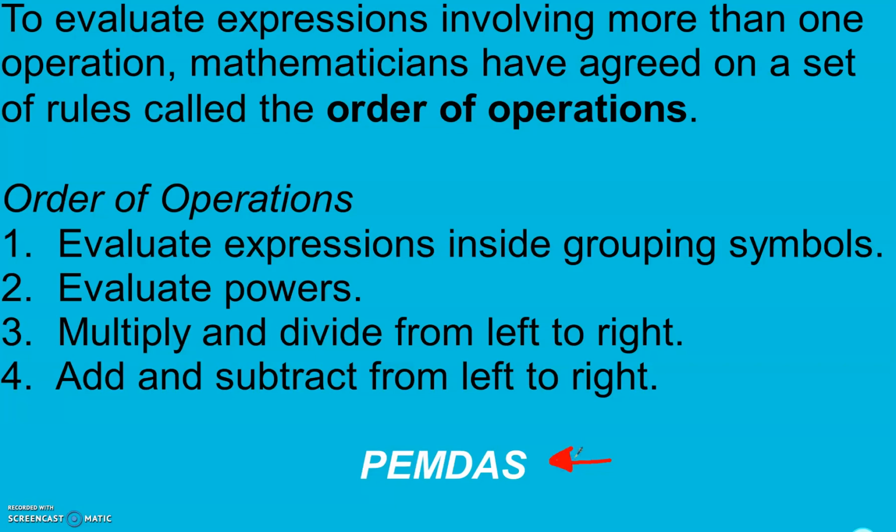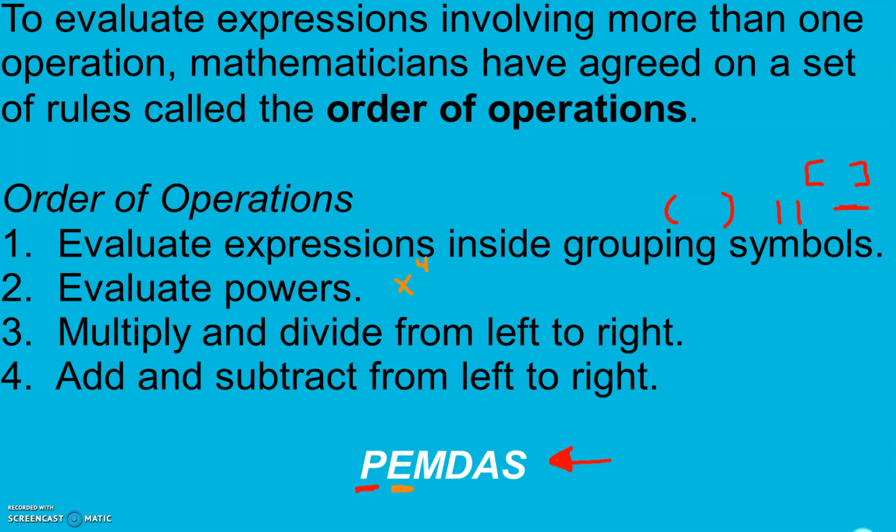First thing we're going to do is evaluate expressions inside grouping symbols or parentheses for P. It also works with absolute value, fraction bars, brackets, any kind of grouping symbols. Then we're going to evaluate powers or exponents. Remember, that's something like x to the fourth power. We talked about those last section.